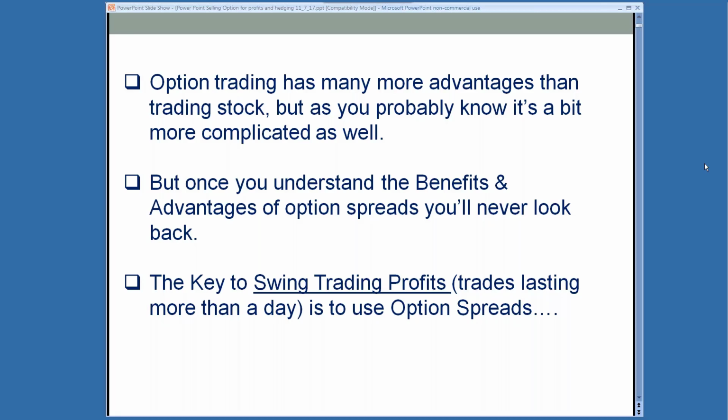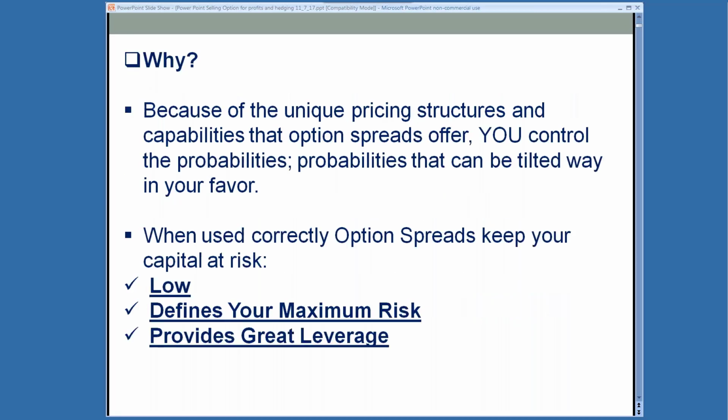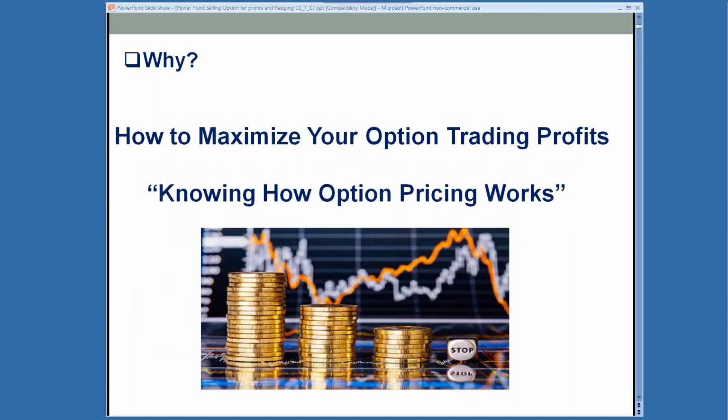So the key to swing trading profits, and those are trades that last more than a day or longer, is to use and incorporate option spreads for controlling your risk. And why? Well, because of the unique pricing structure and capabilities that option spreads offer you, you can control the probabilities. And the probabilities can be tilted way in your favor if you know the correct spreads to use. So when used correctly, option spreads are going to help you to really keep your capital at risk low. It's going to help you to define your maximum risk, and options provide you fantastic leverage.